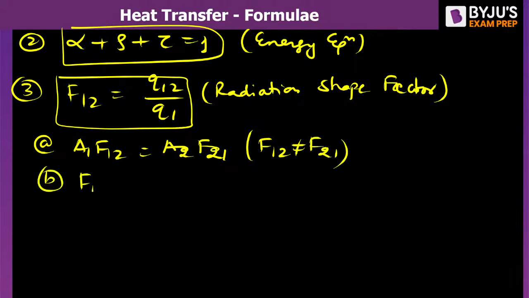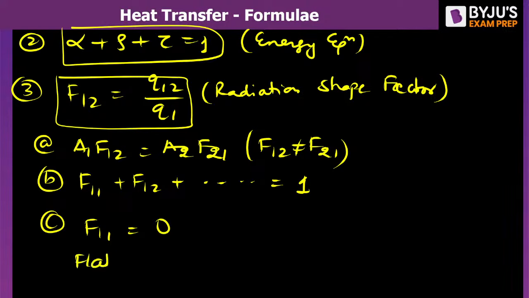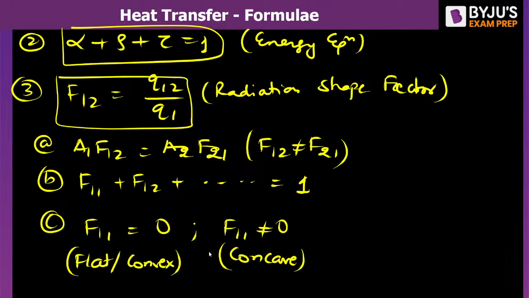From the enclosure theorem, F11 plus F12 plus F13 is equal to 1. And the self shape factor F11 is equal to 0 for a flat surface or a convex surface. Self shape factor F11 is not 0 for a concave surface. That is the shape factor. F is called the shape factor. Radiation shape factor I have already mentioned.